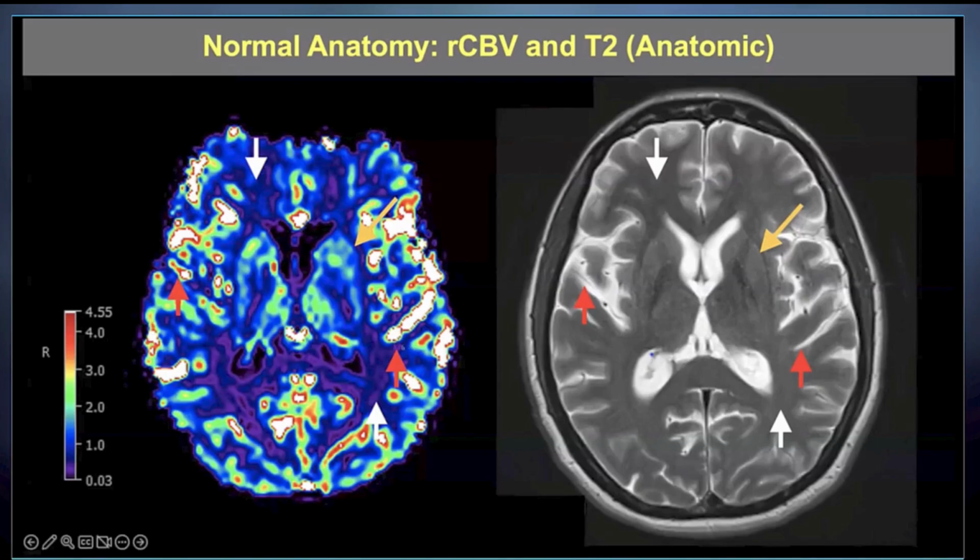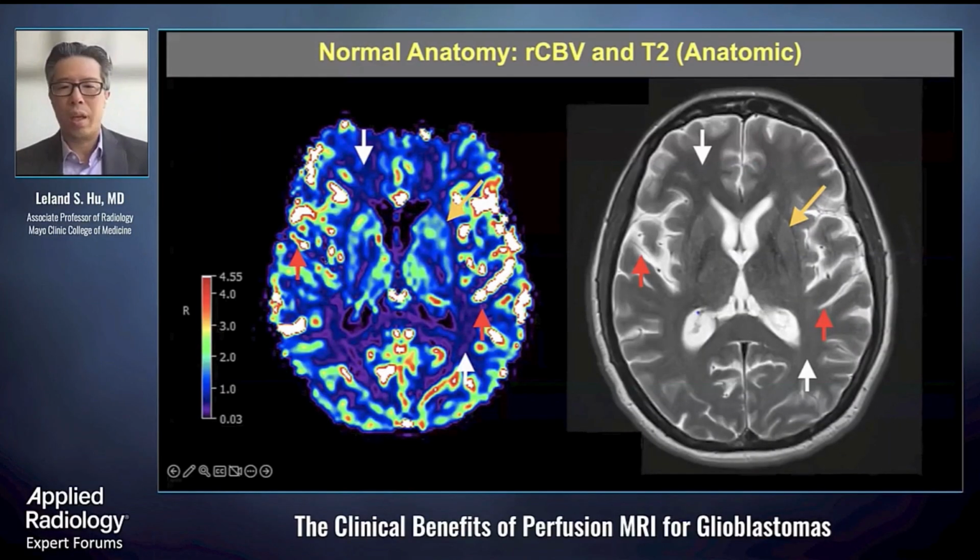And so when we see a lesion adjacent to the cortex, we have to make sure that we're not actually over-interpreting the relative cerebral blood volume because of the sort of bleed over, so to speak, from the large cortical vessels. And so that just gives us a general summary of the normal types of tissues and their perfusion characteristics on a relative cerebral blood volume map.